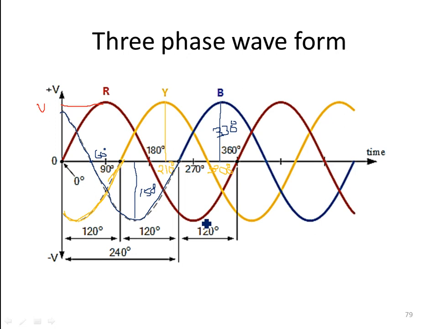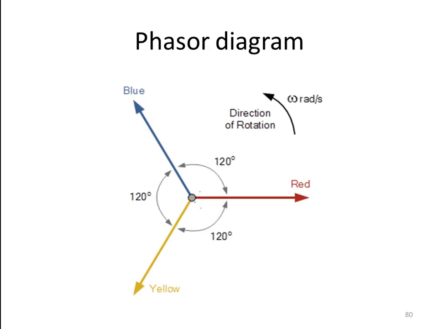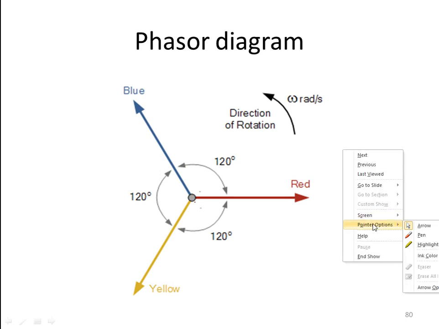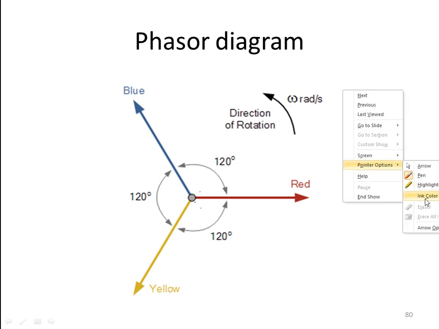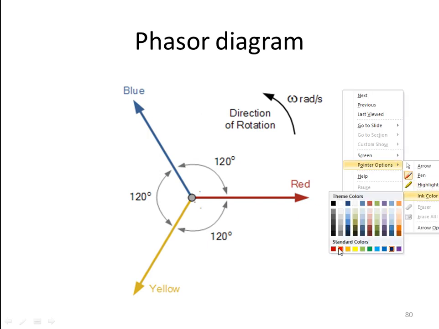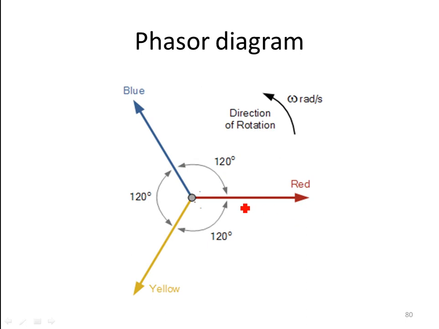Now, the next part is the last part of this lecture, that is how to draw the phasor diagram and how to find out the phase sequence. Now see, as already mentioned in the previous slide, red phase is at 0 degree. Red phase is starting at 0 degree.